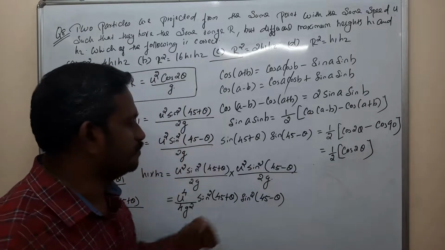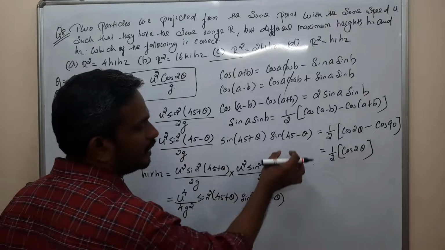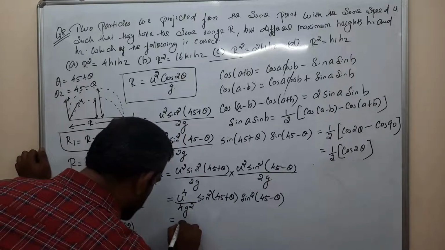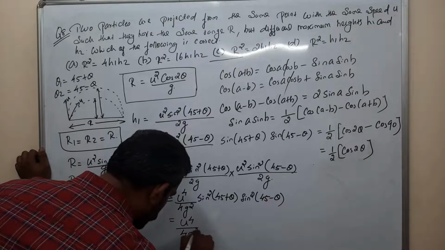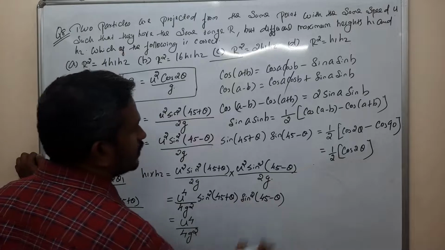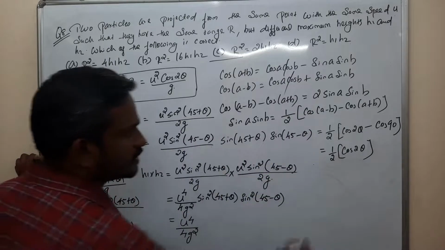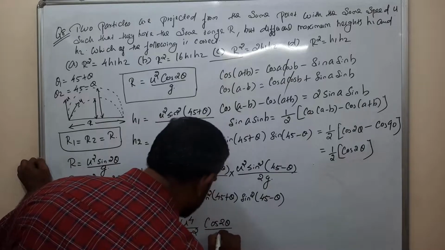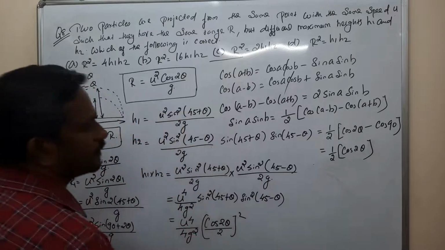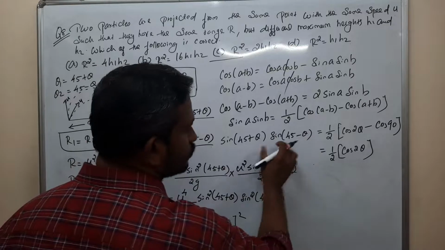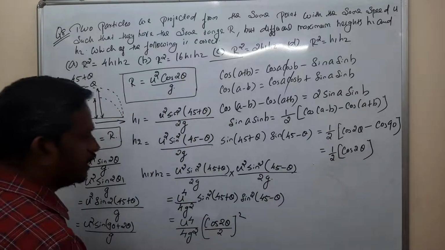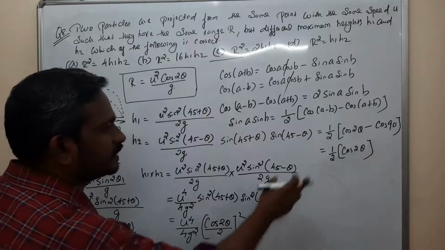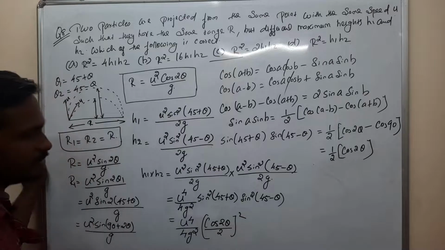So we found that sin(45+θ) sin(45−θ) is equal to 1/2 cos 2θ. Now in the equation we have sin²(45+θ) sin²(45−θ), so we can write that as (cos 2θ divided by 2) the whole square.